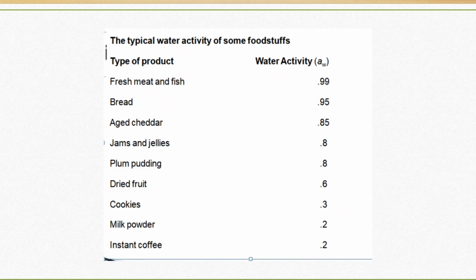Now, here are some numerical values of water activity for some products. For fresh meat and fish, it is usually 0.99. For cookies, it is 0.3. For jams and jellies, it is 0.8. For bread, it is 0.95, and so on. Just have a look at it. We might get this as a question in the examination.